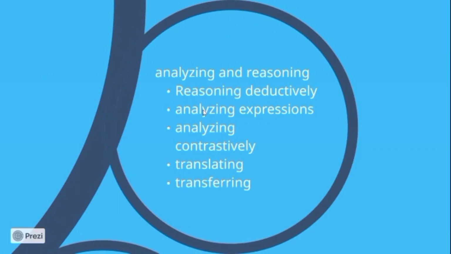Next, analyzing and reasoning. The students can reason deductively, analyzing expressions. They can try to analyze what kind of expressions these are. For example, when we teach about speaking performance, usually there are several kinds of expressions that they learn, and they can analyze what kind of expression it is, and then analyzing contrastively, translating the words and sentences, and also the students can transfer the knowledge they have acquired to their friends, maybe. They can transfer their thinking, their thoughts, to others.